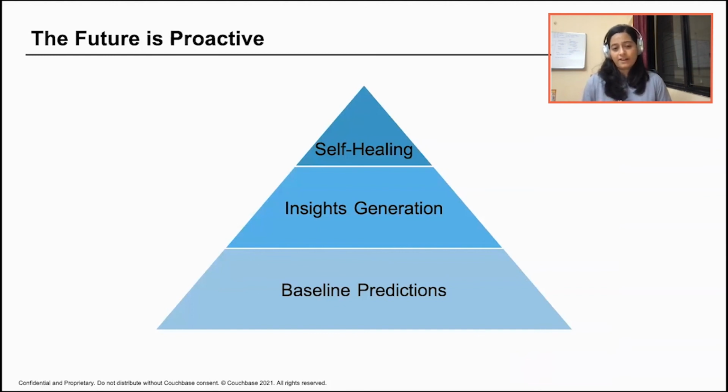The mission of Couchbase Capella is to predict problems before they occur. We want to be able to study the historical trend of the Couchbase cluster that's deployed in Capella. So that's where the baseline predictions will come into picture. It will help you understand what's the baseline and what's the average behavior for your cluster.